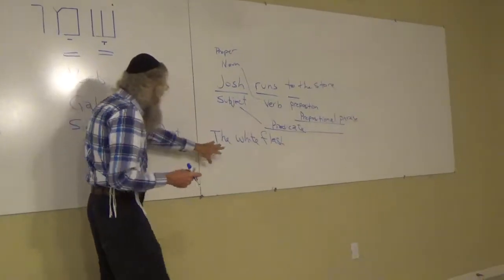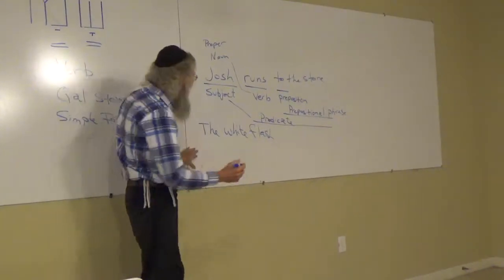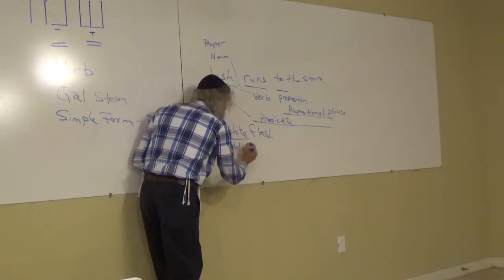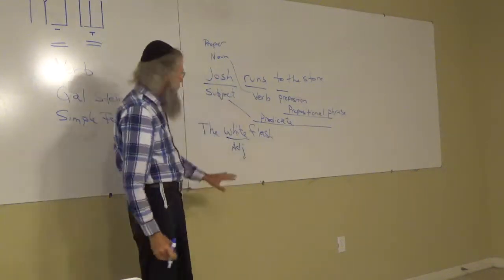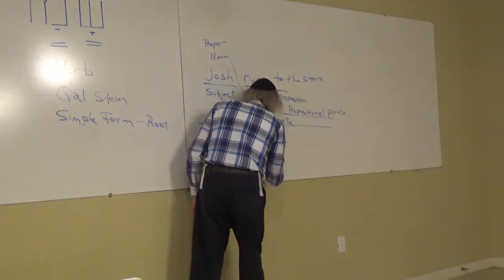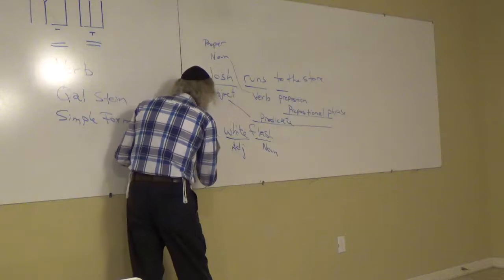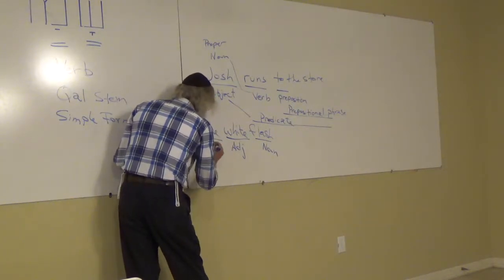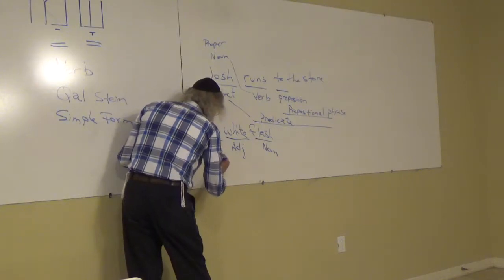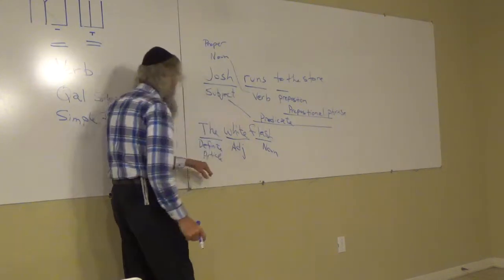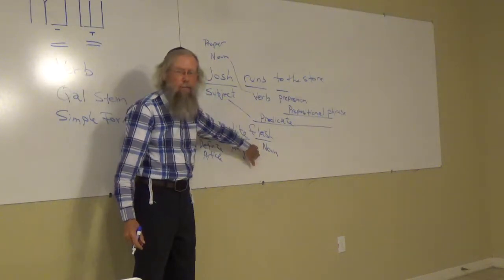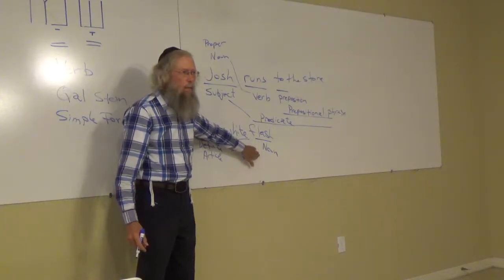All right. So this is your usual adjective, the descriptor. The adjective flashes the noun. The is the definite article. Okay, so you have the definite article, you have the adjective, and now you have the noun. Okay?